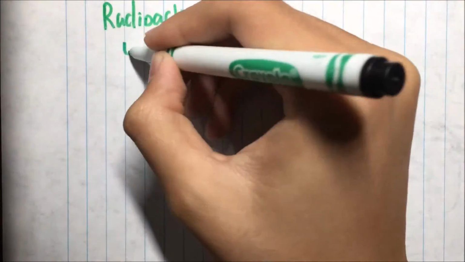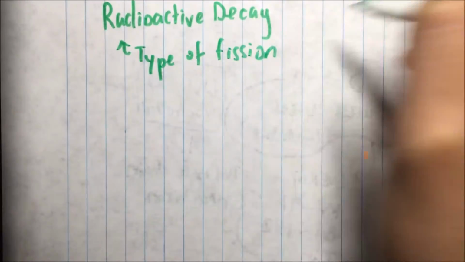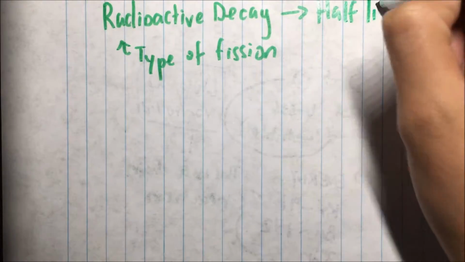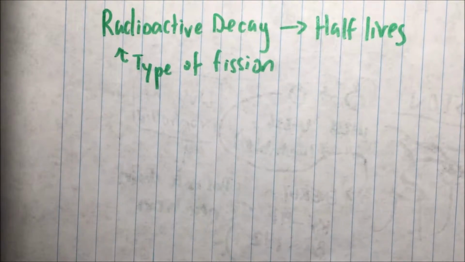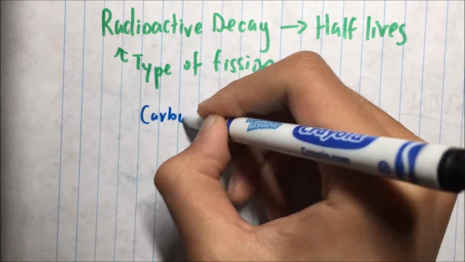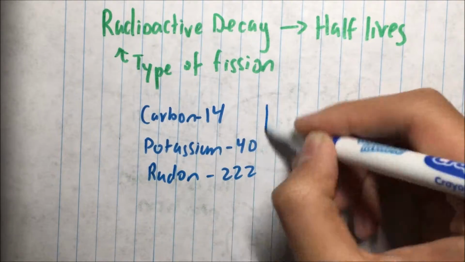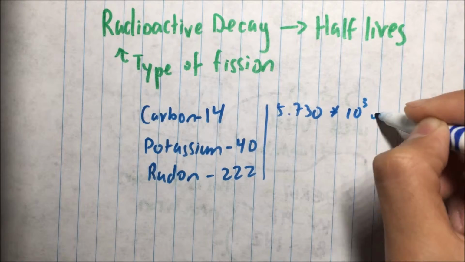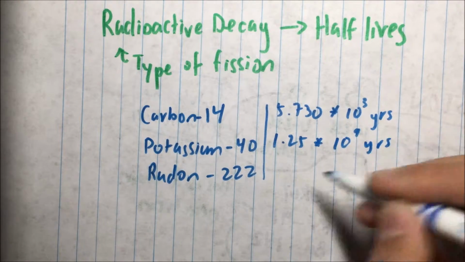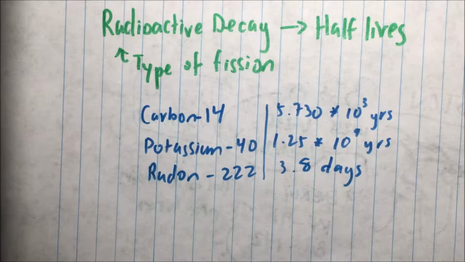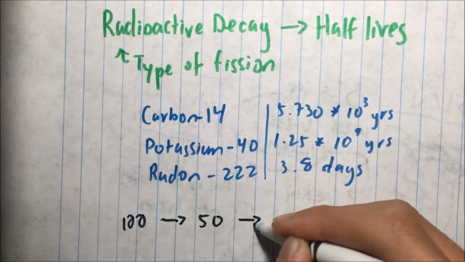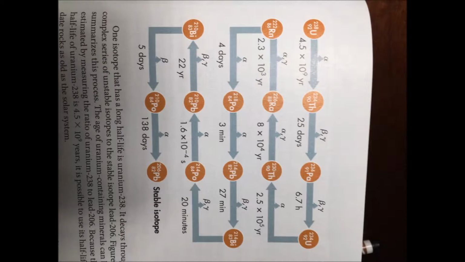Radioactive decay is a type of fission, and it is usually described in terms of half-lives. Different elements have different half-lives. For example, potassium-40 has a half-life of 1.25 times 10 to the 7 years, while radon only has a half-life of 3.8 days. This is a detailed diagram of uranium and its radioactive decay model, going all the way to lead.